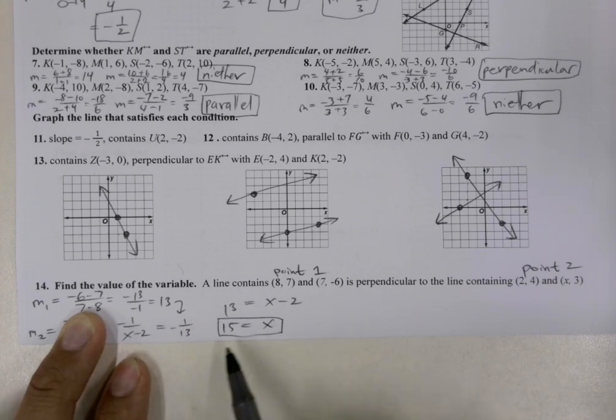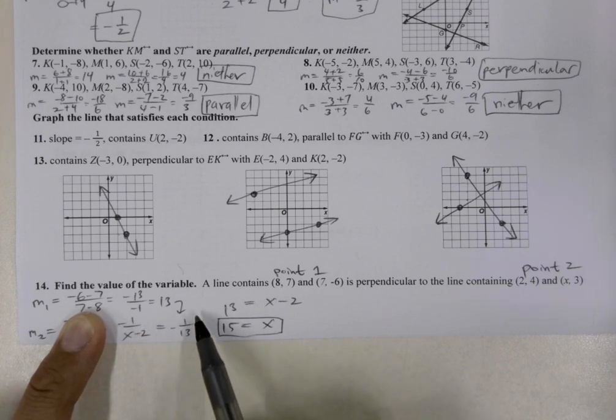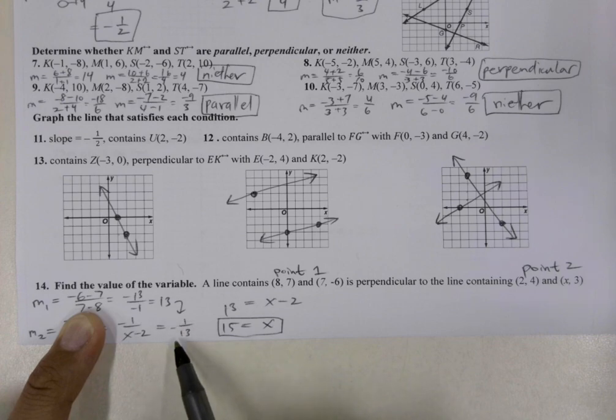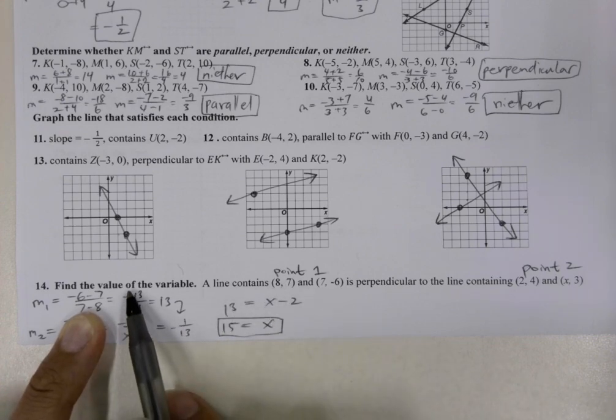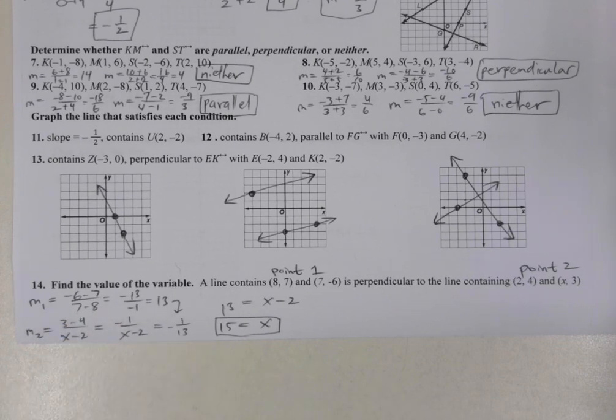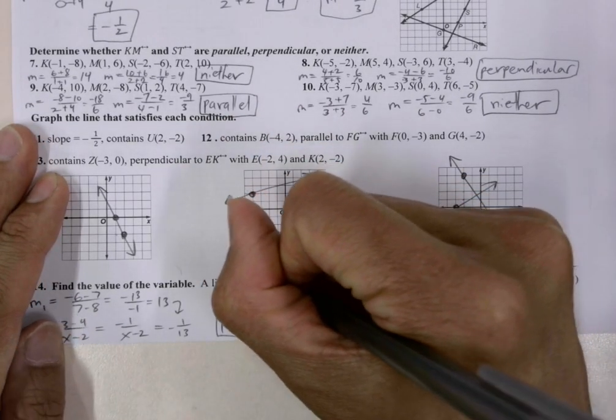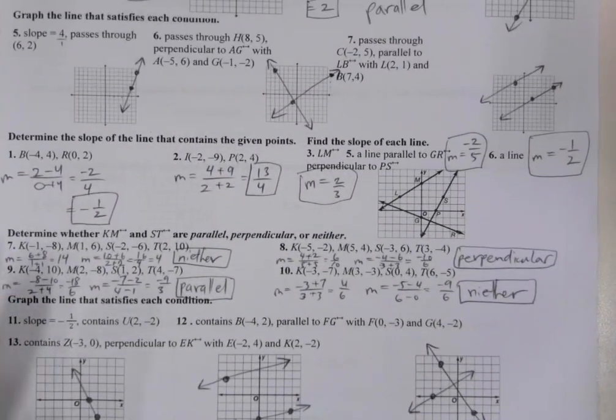And then we solve for x by cross multiplying, right? So we multiply x minus 2 times 1, and then we multiply -13 times -1, and we get this equation, and we solve for x because that's what we're looking for. We're trying to find the value of the variable, right? So that's this set of exercises here.